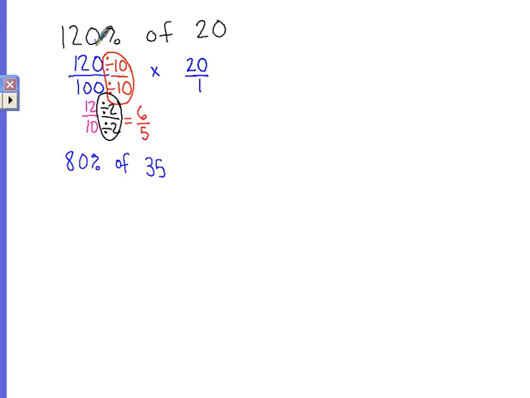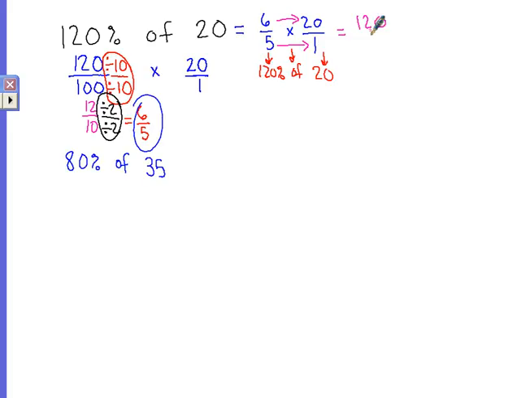So when I rewrite the problem 120% of 20, I will rewrite it as 6 fifths, which is also equal to 120%, times 20 over 1. So 6 fifths, again, that's our 120%. Multiplication is the word of, and 20 over 1 is the same as 20. When I multiply fractions, I simply multiply numerator times numerator, denominator times denominator. There was another video earlier about multiplying rational numbers that can show you why we do that. 6 times 20 is 120, and 5 times 1 is 5.